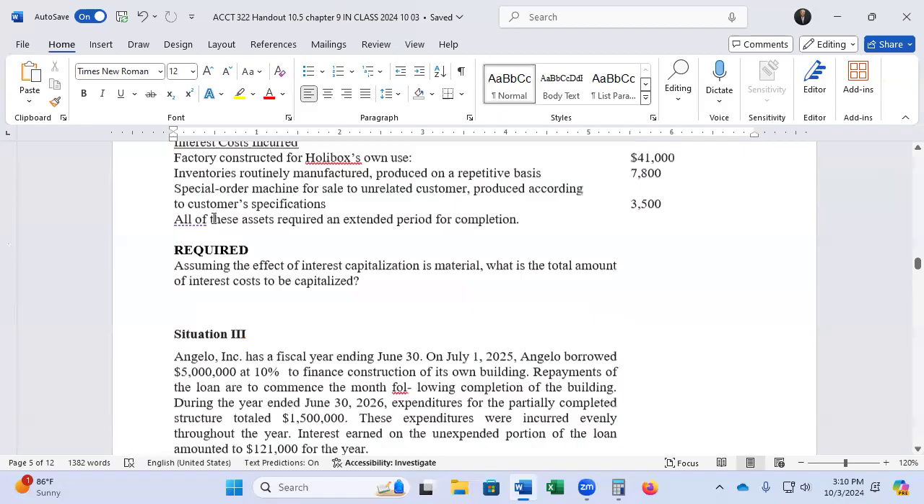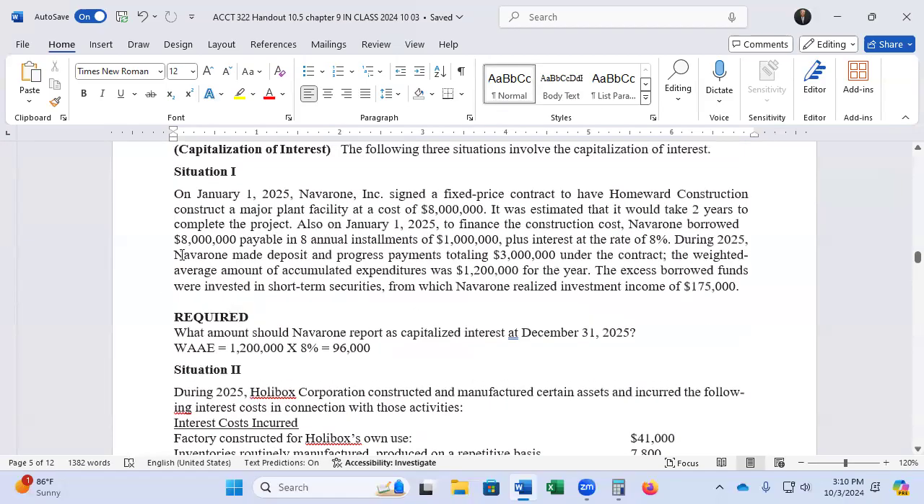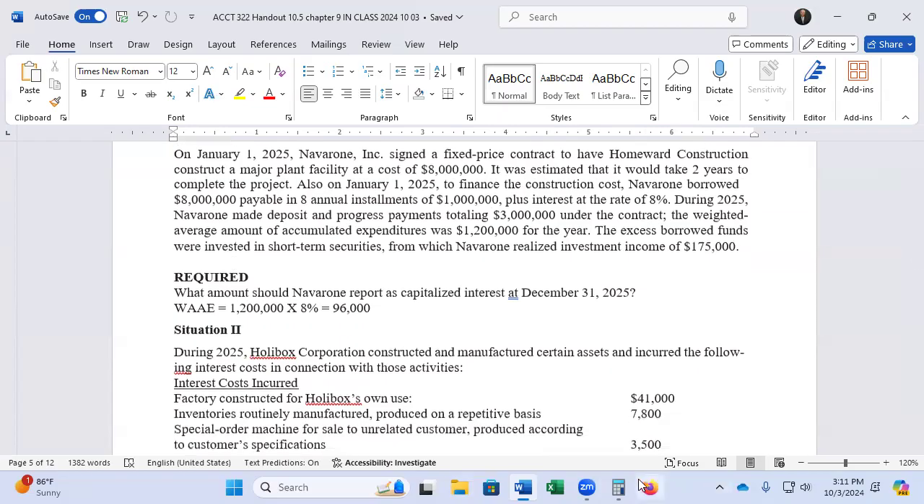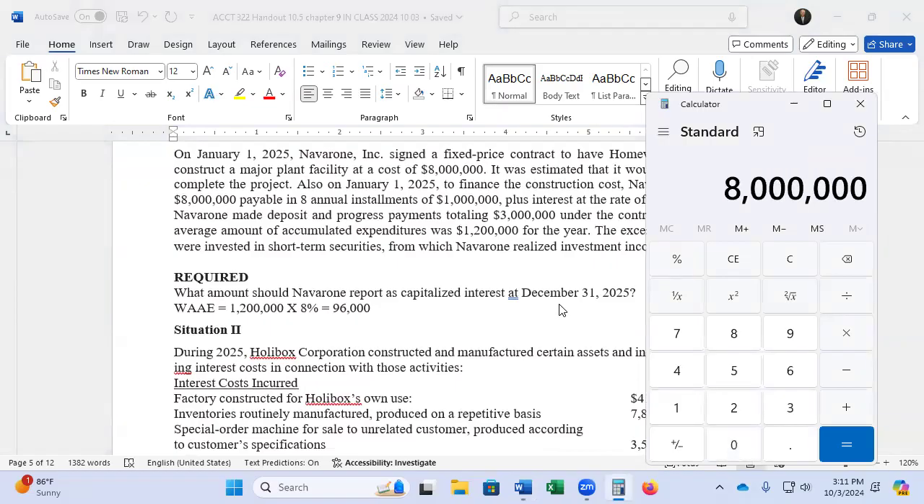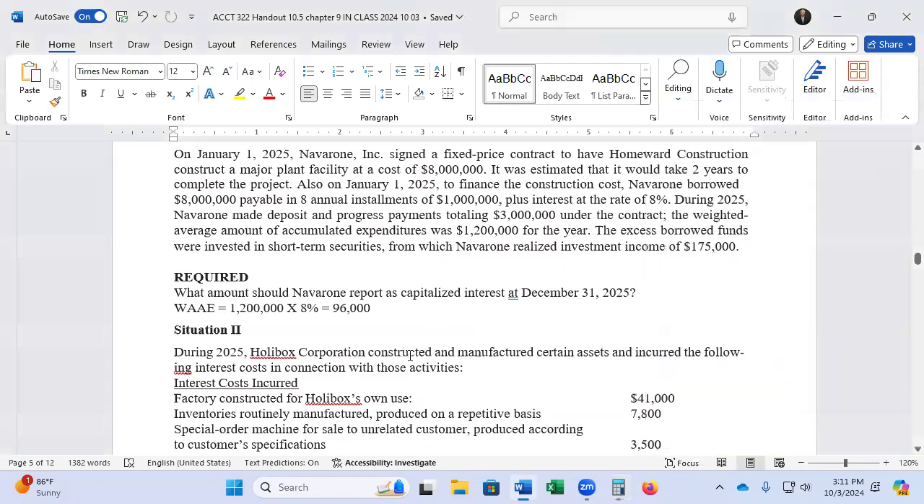Now, remember that when we have our weighted average accumulated interest, we have to look and say, what was our actual interest? So, assuming they borrowed $8 million and they had it payable in eight annual installments of $1 million, they wouldn't have paid anything on January 1. They would have had interest for the full year and it would be 8% of 8 million. And so quick math, it is 640,000. That would be their actual interest. And so you always use the lesser of your actual interest or the specific interest charged. So this 96,000 is the lesser of the actual interest charged.